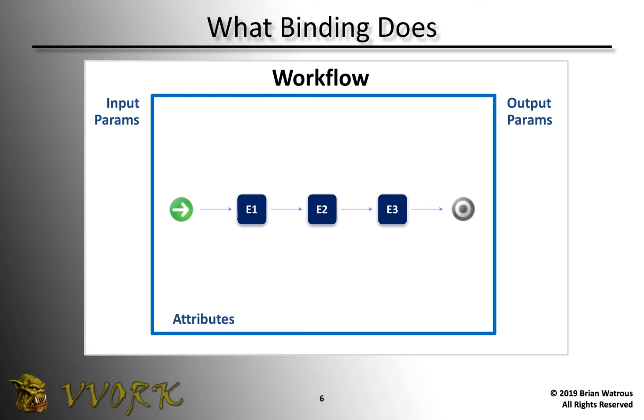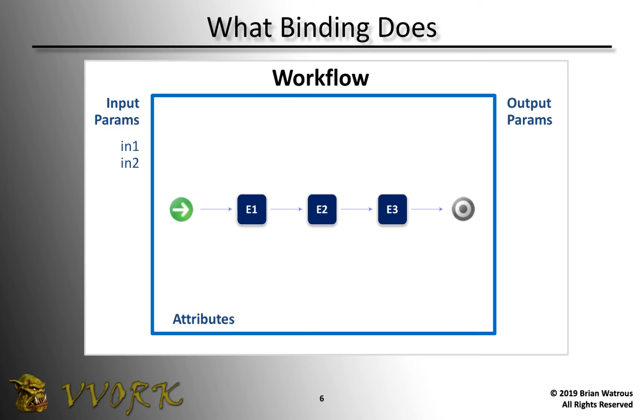So in our workflow, we may have input parameters, output parameters, and attributes, but none of those are visible inside of the schema elements until we set up our parameter binding. Imagine, if you will, in our workflow, we have a pair of input parameters called IN1 and IN2. When we first create those input parameters, they are completely invisible to all of the schema elements.